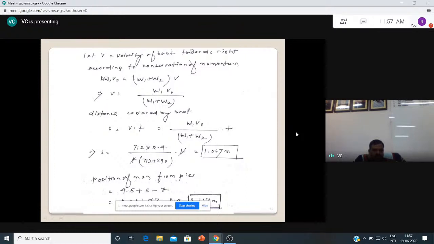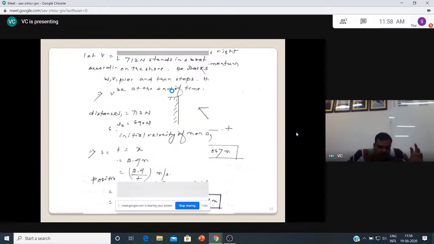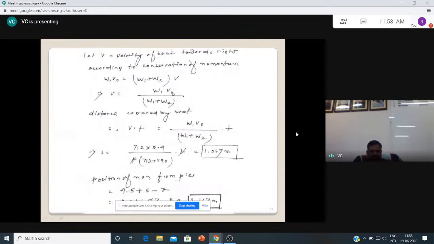Only the man is moving. That is W1 into V0 plus W2 into let us say some V2. That V2 is 0 here. V1 is equal to V0 and V2 is equal to 0, that's why the second term is 0. From this, V is equal to this. This V0 we already represented here. V0 is 2.4 by t, that you can substitute here.